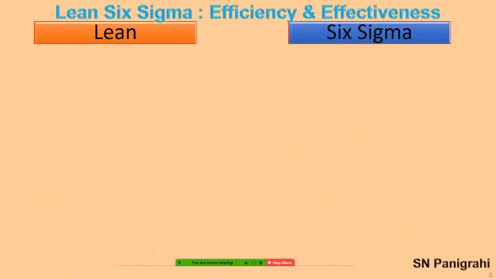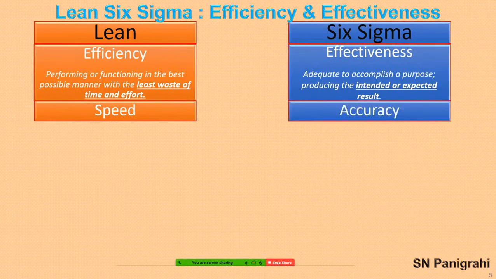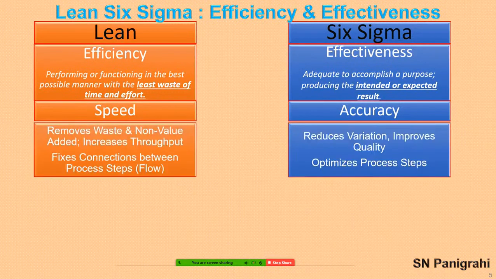So broadly, what is the concept? Again I will tell you. Lean is targeting efficiency, because it is eliminating waste, so value addition happens. It also talks about speed, because lead times, cycle times and takt times will be reduced, therefore the speed of delivery will be increased.